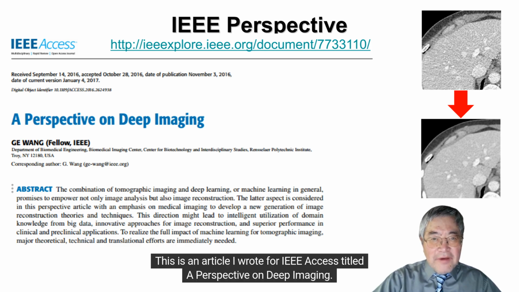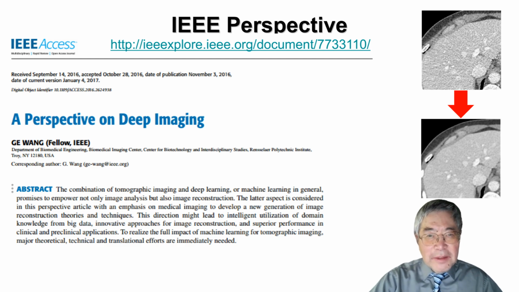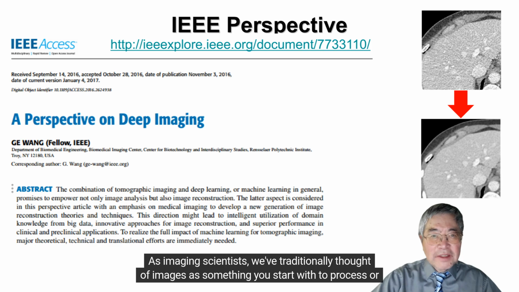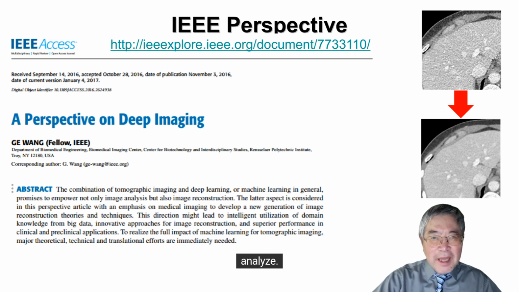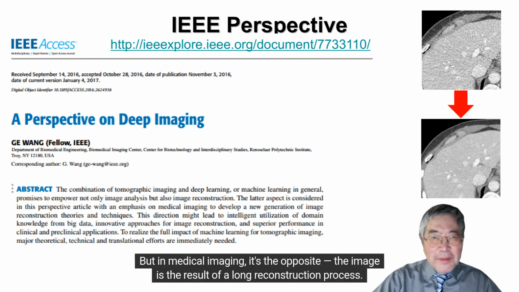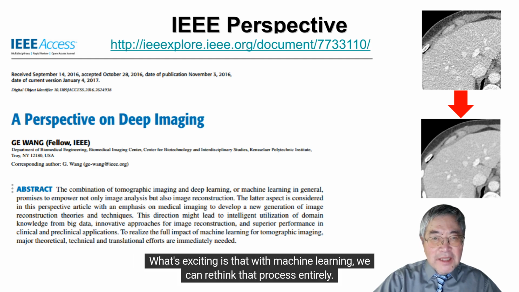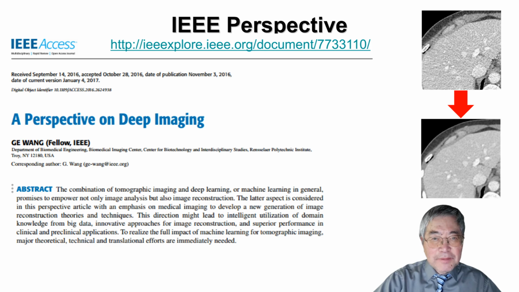This is an article I wrote for IEEE Access titled A Perspective on Deep Imaging. As imaging scientists, we've traditionally thought of images as something you start with to process or analyze. But in medical imaging, it's the opposite. The image is the result of a long reconstruction process. What's exciting is that with machine learning, we can rethink that process entirely.